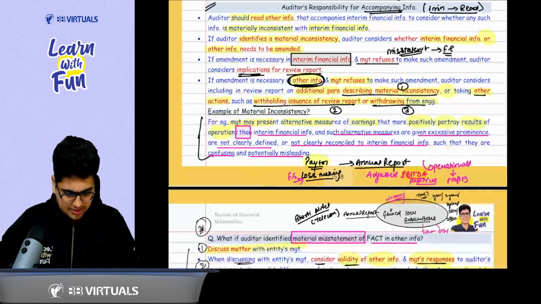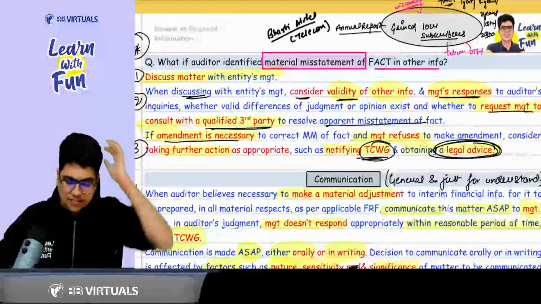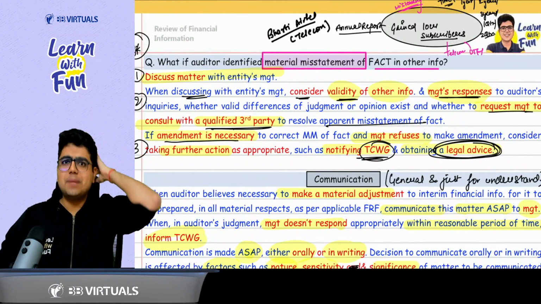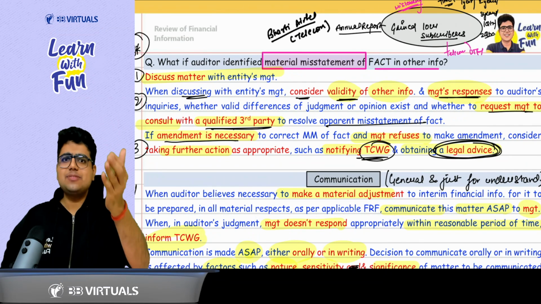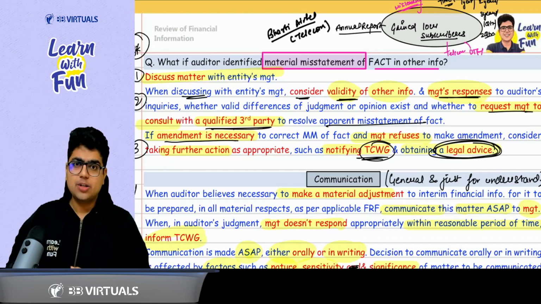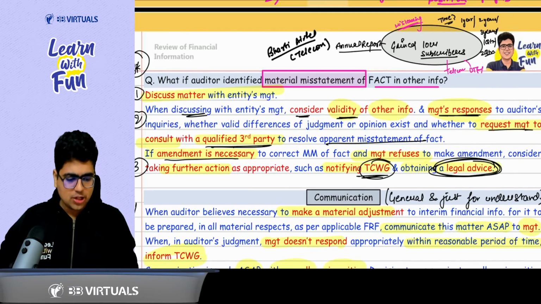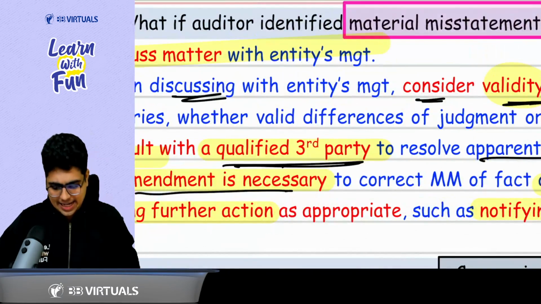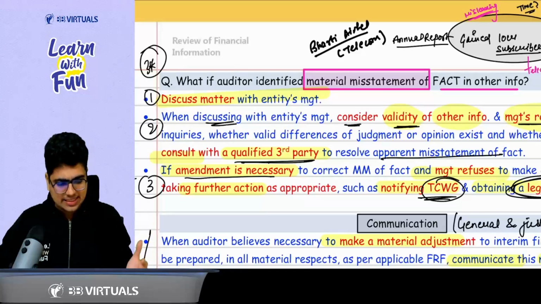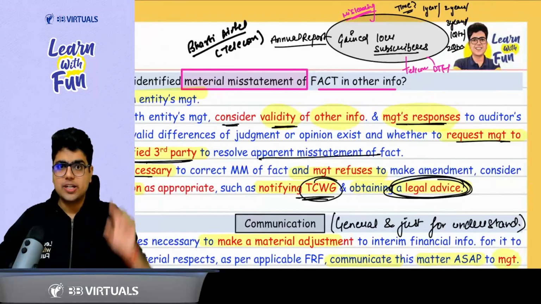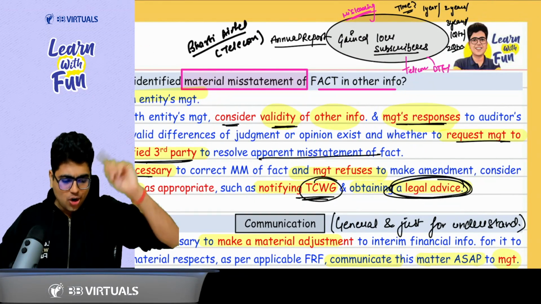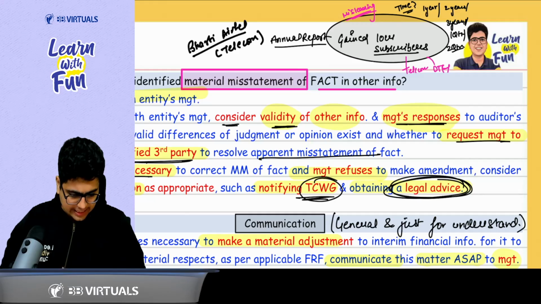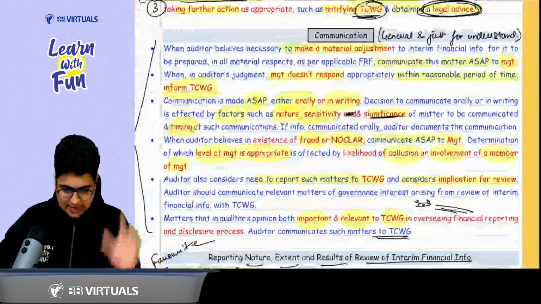Clear? Clear, sir. Now, sir, what if I found a material misstatement of fact? What to do? Again, in such case, discuss with the management about this material misstatement. Also, if required, you can request the management to consult a third party. At the end of the day, if you feel the amendment is necessary and the management is not doing it, go to the TCWG, and also you can take legal advice on this matter. Clear? Clear, sir. Then we discuss the communication part.